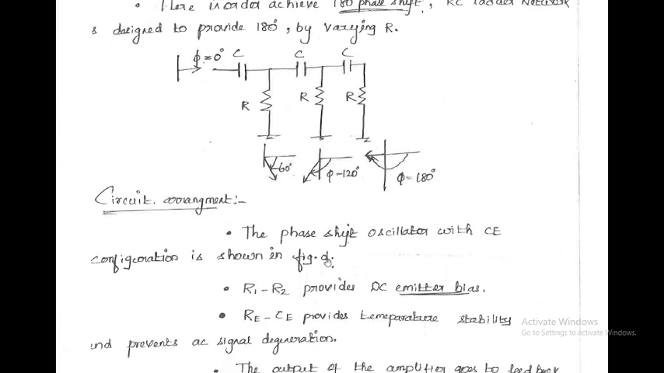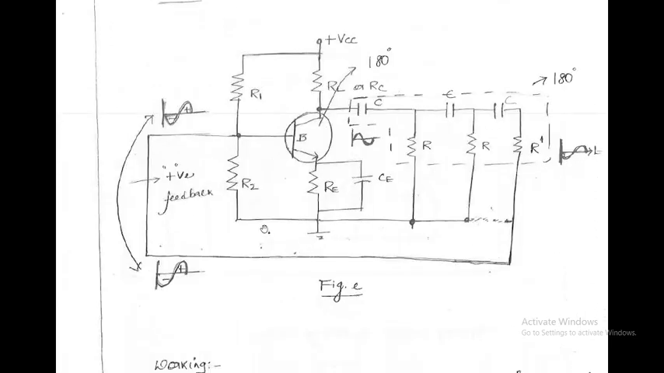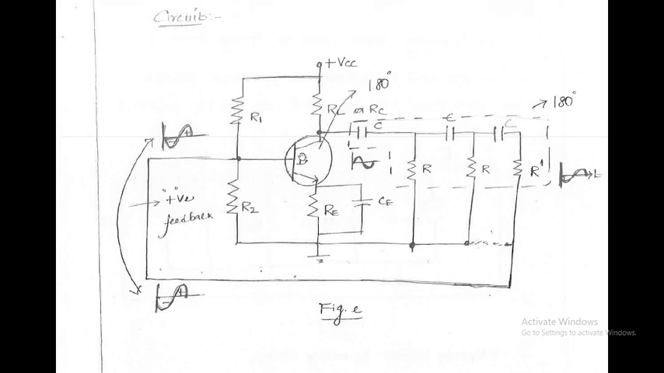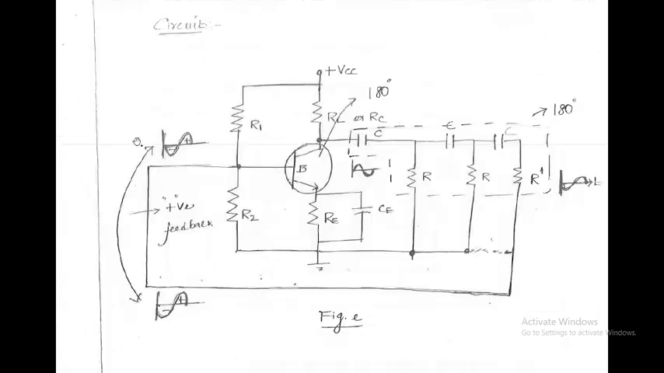So let us see the circuit diagram. Yes, this is the circuit diagram for the RC phase shift oscillator. Here, this is your common emitter configuration, and this is called the feedback network. This configuration produces a 180-degree phase shift, and this feedback network produces again a 180-degree phase shift. So the total is called a 360-degree phase shift. Let us see the circuit arrangement.